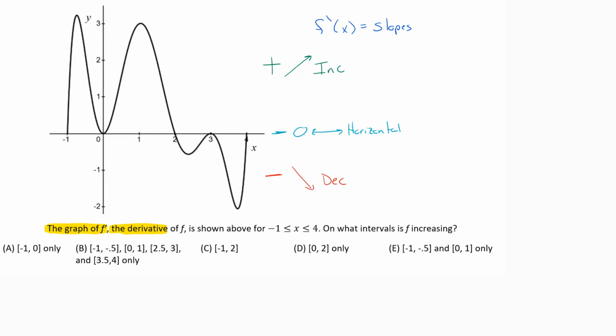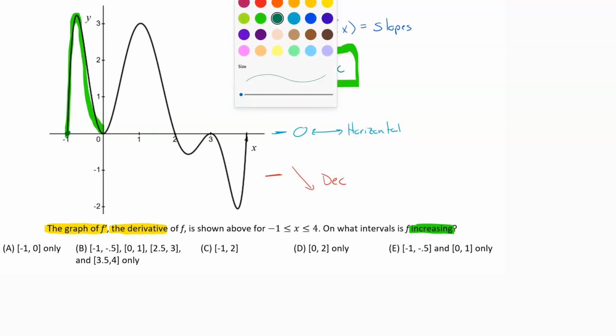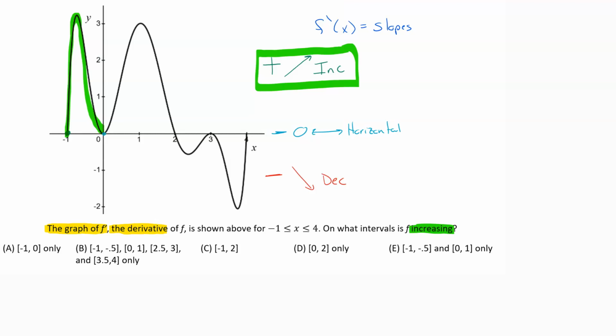So for this problem in particular, they are asking us to determine the intervals where the graph is increasing. And so what we really want to know is where this graph is in the positive area. So wherever it's in the positive is where our graph is increasing. So what we can see is our graph starts in the positive over here at -1. And it's going to go up, it's still in the positive, still in the positive, and then it hits this zero right here. And this zero right here is kind of a trap answer.